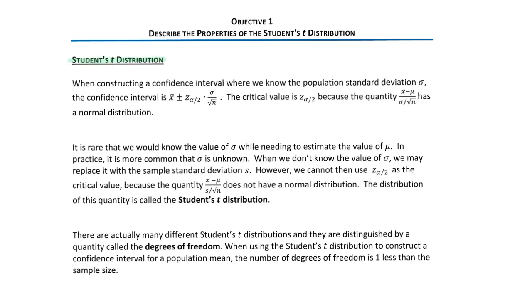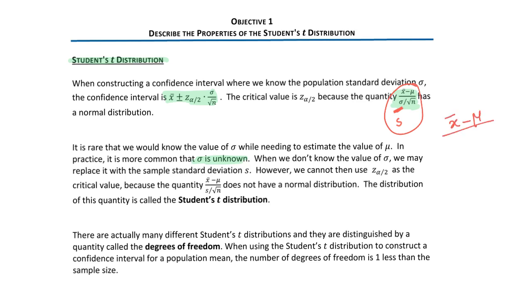Let's look at what is the Student t distribution. In the previous section, when sigma is known, we construct the confidence interval using this formula, and the critical value we use this formula, and it has a normal distribution. But in practice, it is common that sigma is unknown. When we don't know sigma, replace the sigma with the sample standard deviation S. S is a bit smaller than sigma. So replacing sigma with S tends to increase the overall magnitude.